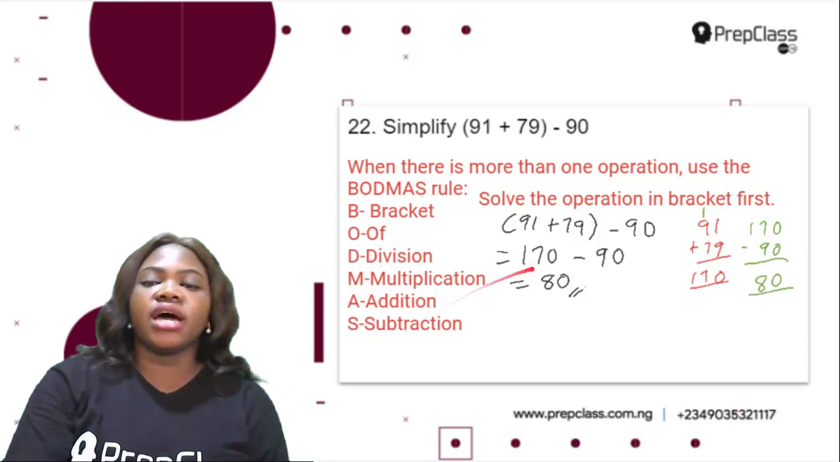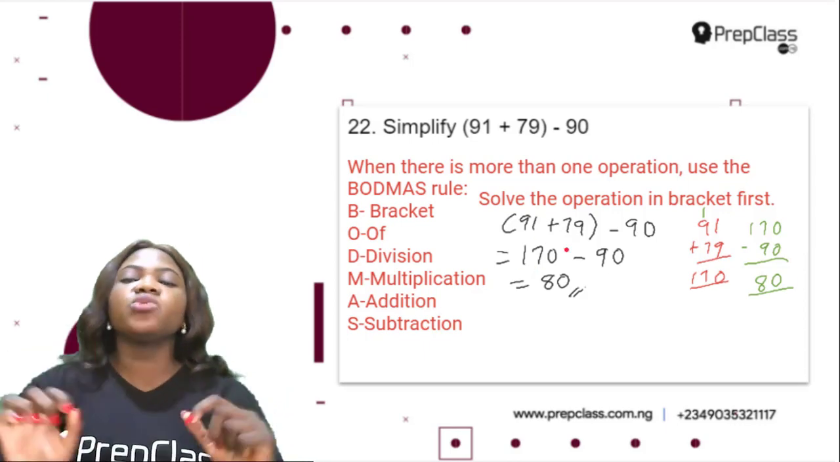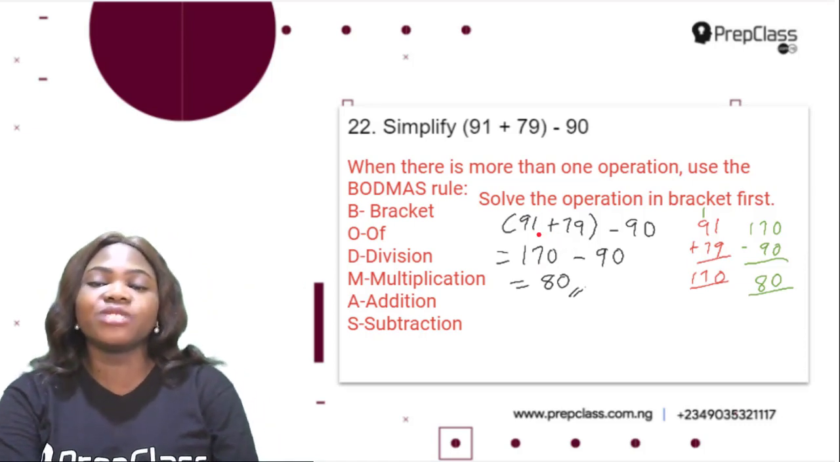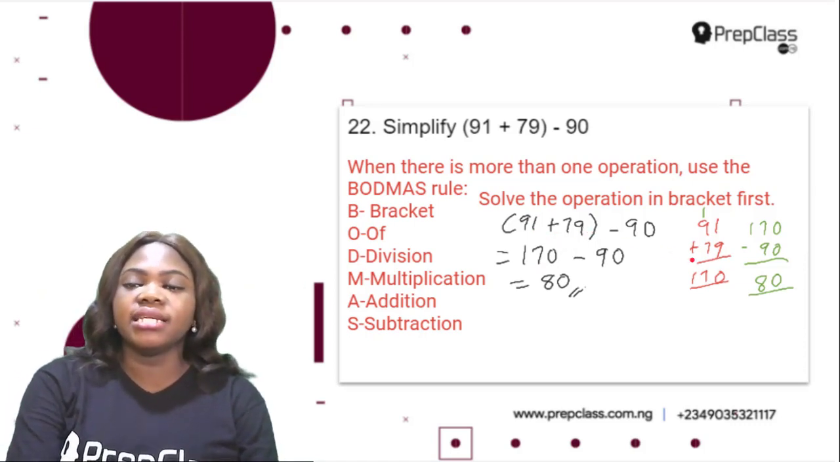So in this question now we have a bracket. This means we have to solve the operation in the bracket first. The operation in the bracket is 91 plus 79. Let's do that here.